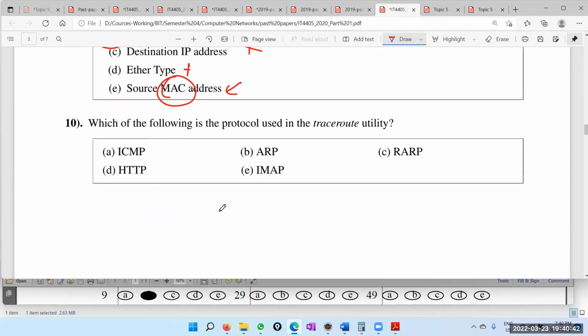10. Which of the following is the protocol used in the traceroute utility? Right. So I think this was not mentioned in your note, but I think this was mentioned in the old note, right? So therefore, I just went through your new note.